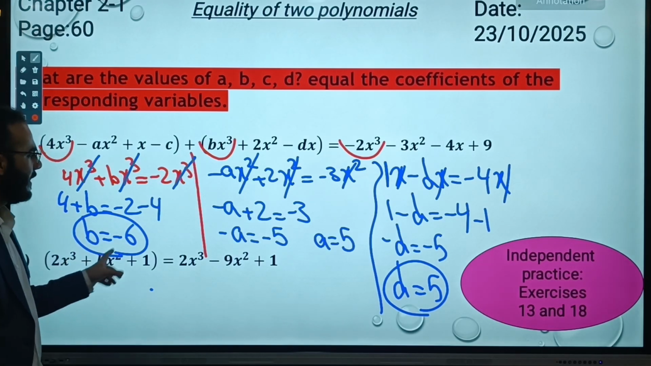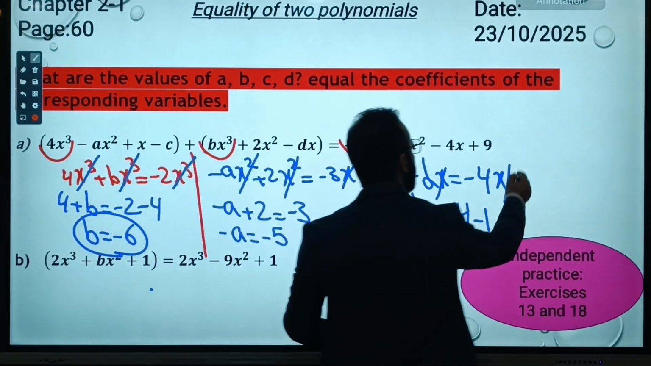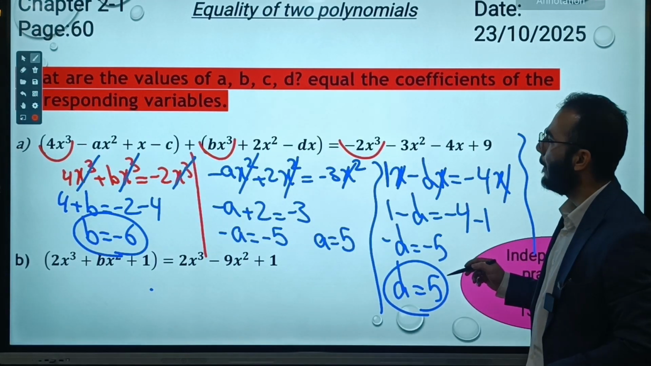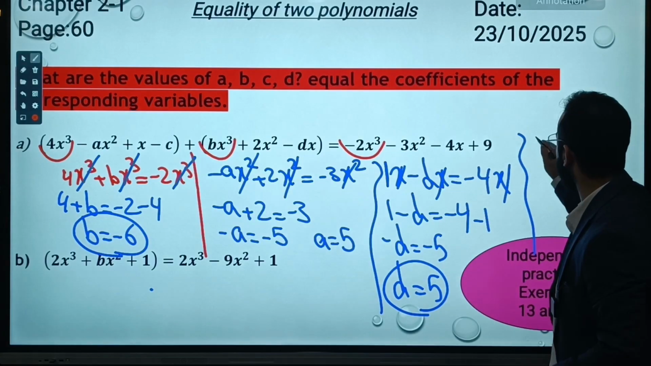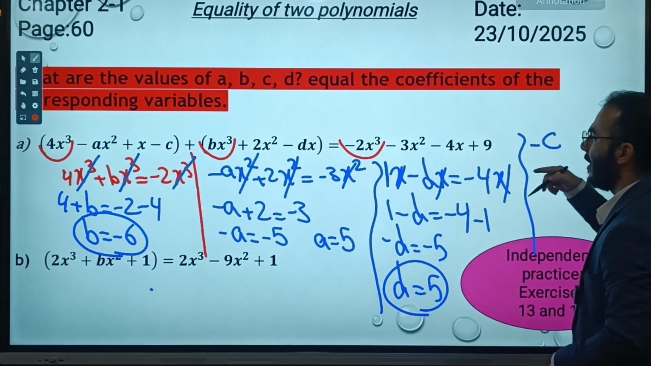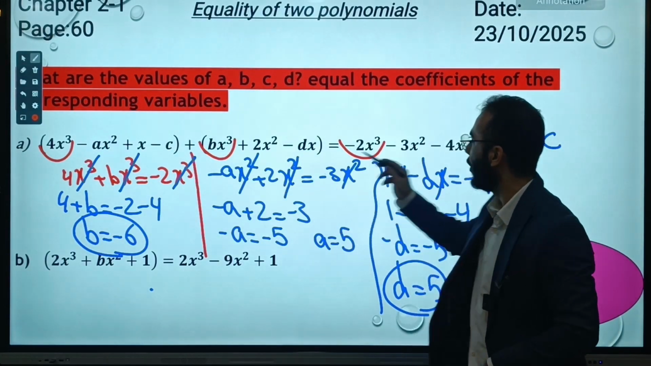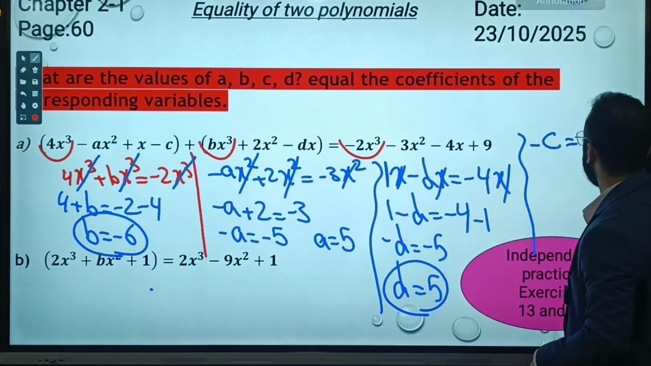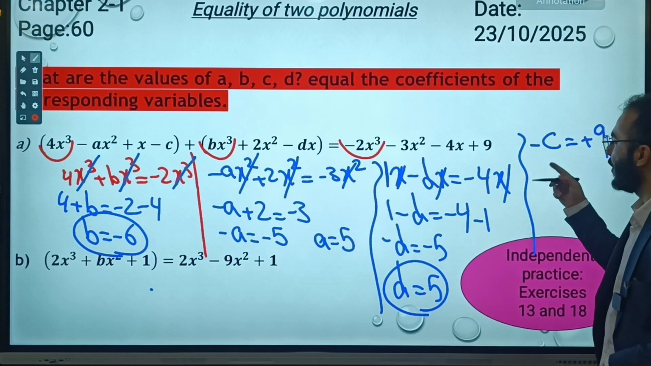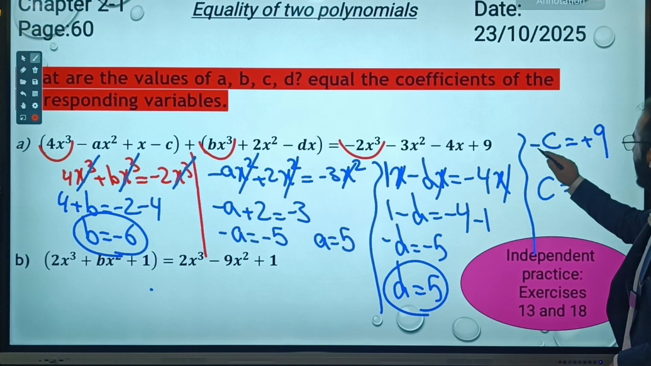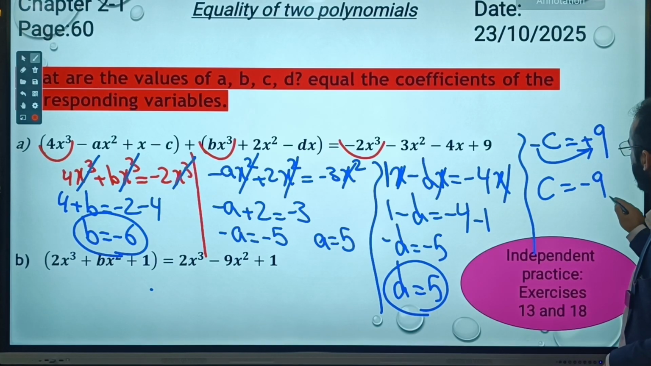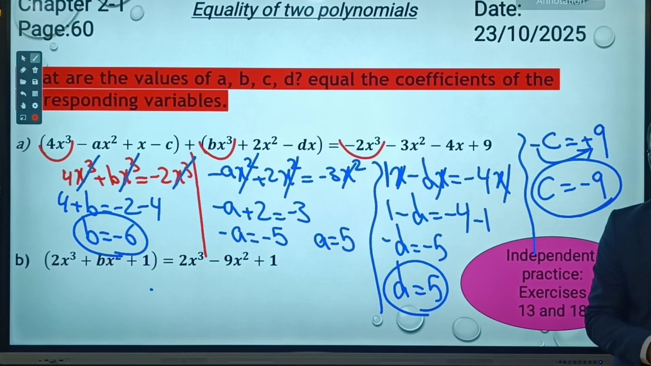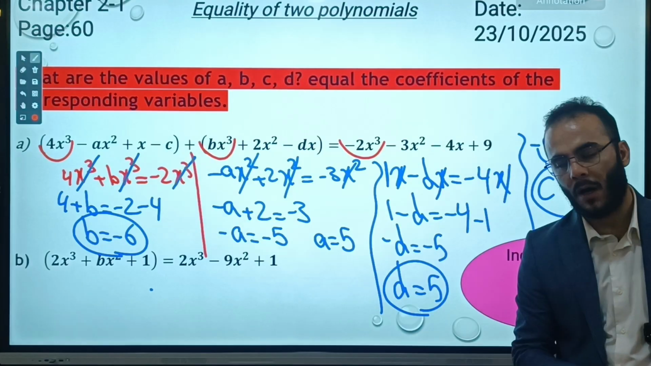So right now we have b, a, d. And finally c, we have got negative c over there, plus no constant term here, so equals positive 9. So we are not looking for negative c, that's why c would become, this negative will go over there, it's going to become negative 9. C equals negative 9.